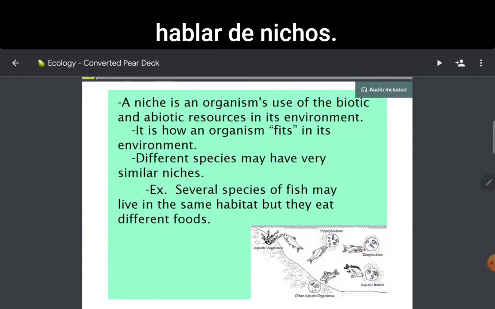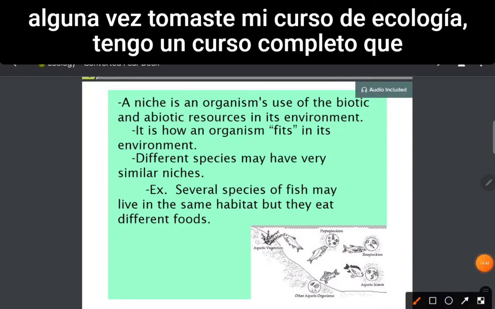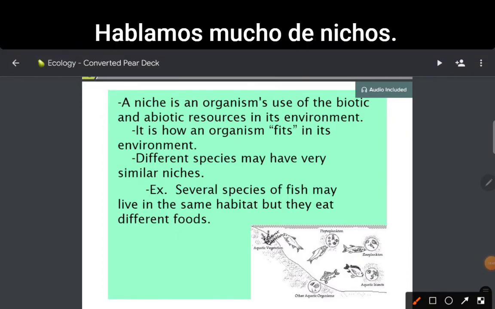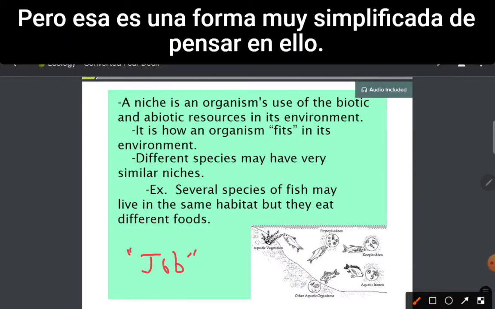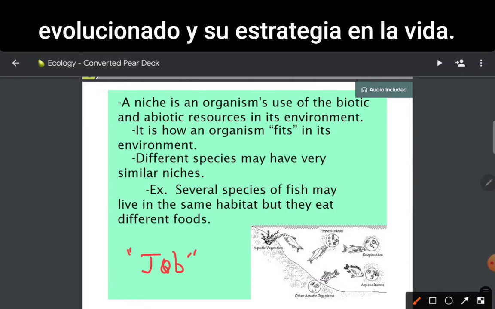Next, we're going to talk about niches. So this is a huge topic in biology, and it's a huge term. If you ever take my ecology course, I have a whole course that I teach on this one subject. We talk about niche a lot. And you can sort of think of a niche as a job, but that is a very oversimplified way of thinking of it. A niche is a combination of things, really. It is how you have evolved and your strategy in life.